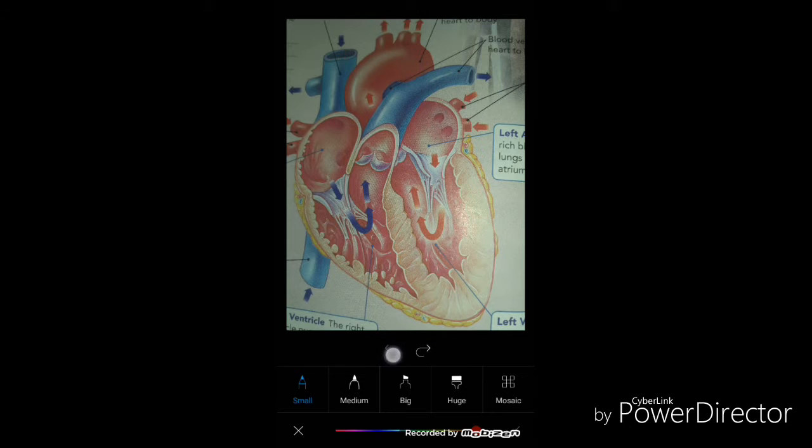So the process is that when you breathe, the air comes from another vessel and enters here. The blood that has oxygen enters here and then goes down to the ventricle. The valve is closed and then the blood goes from here to here and then it goes to the cells.